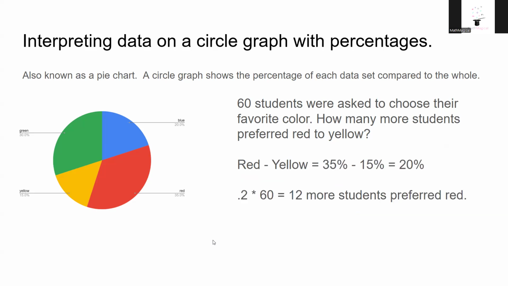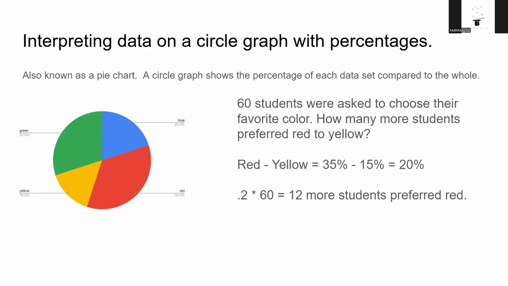Another way we could have done this was just straight away subtracting our percentages. So 35% chose red, 15% chose yellow. That means 20% more chose red than yellow. 20% of 60, we already did this earlier, it's 12 students.